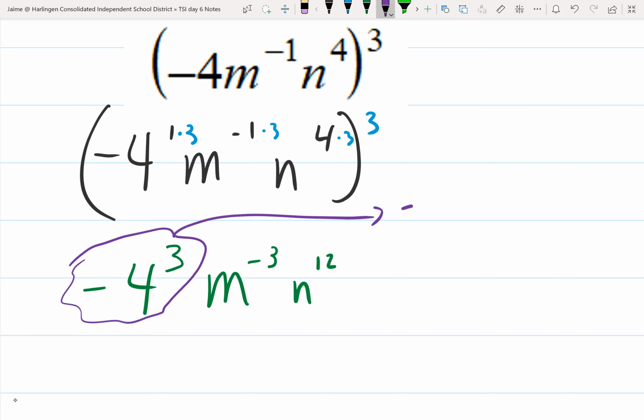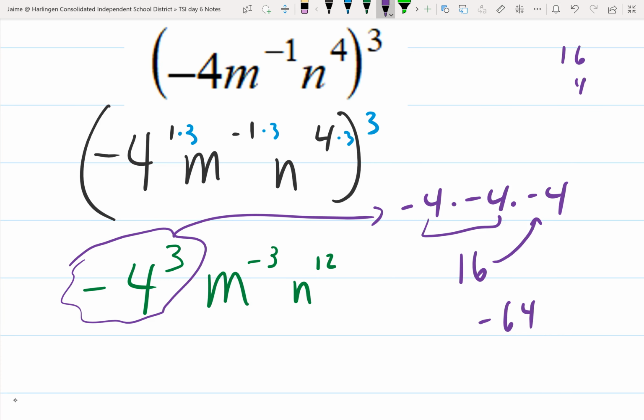It means that we have negative 4 times a negative 4 times a negative 4, because there's 3 of them, right? Because that's what third power means. Negative 4 times negative 4, that's positive 16. 16 times a negative 4, that'll be a negative 64, right? 16 times 4, that's 64, I think. So this is negative 64.